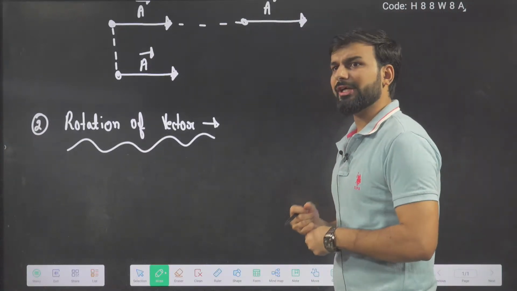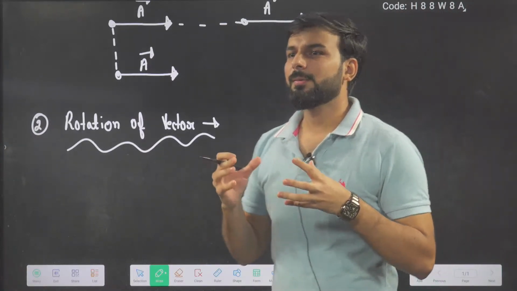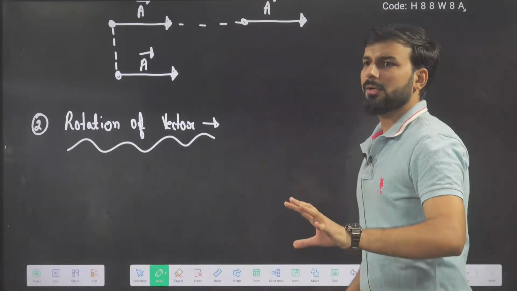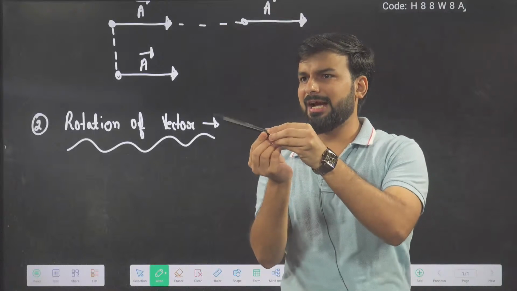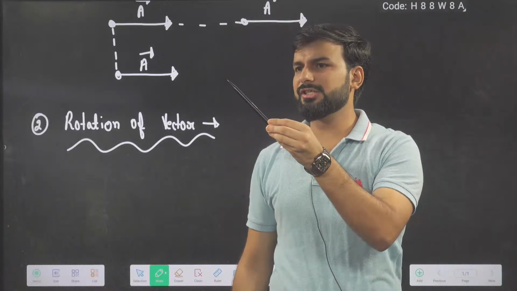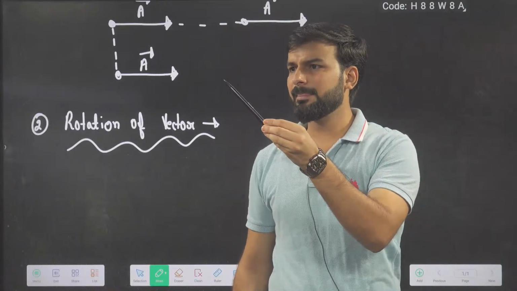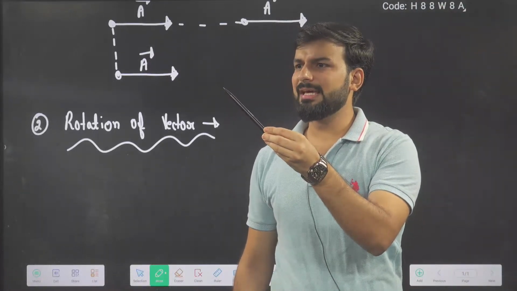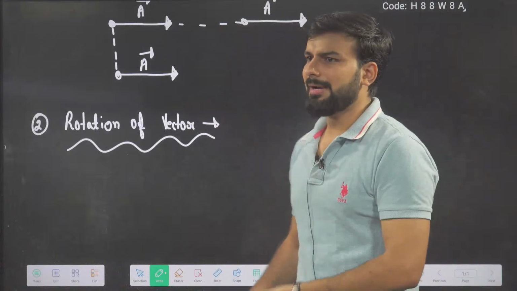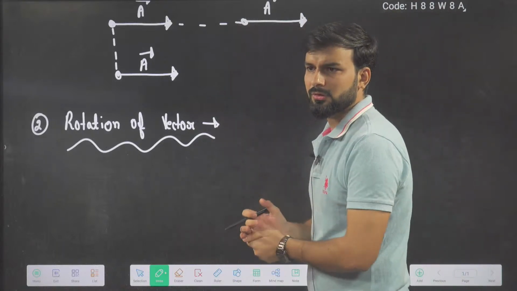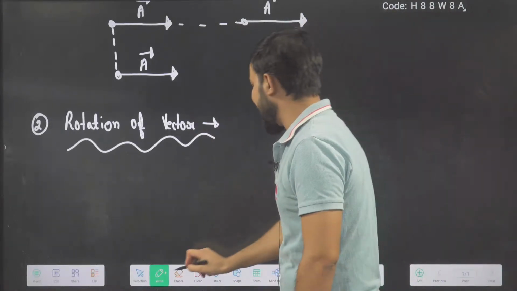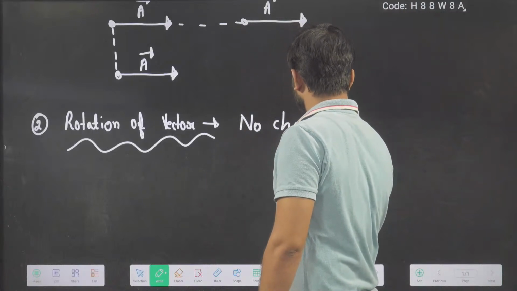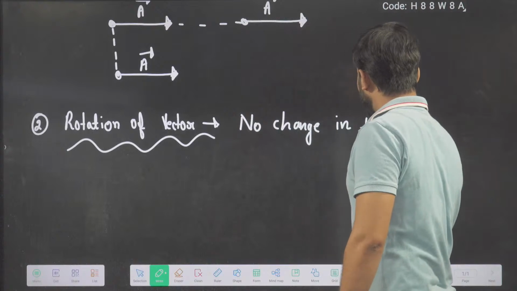Okay. In rotation of a vector, what do you think? Magnitude and direction, which will change? What about the magnitude? If for example this is the vector and I am rotating it, what is the thing that will change? Did I change the magnitude? Magnitude changed or same? Tell in the chat box. Magnitude same? No change. Very good. No change in magnitude of the vector.